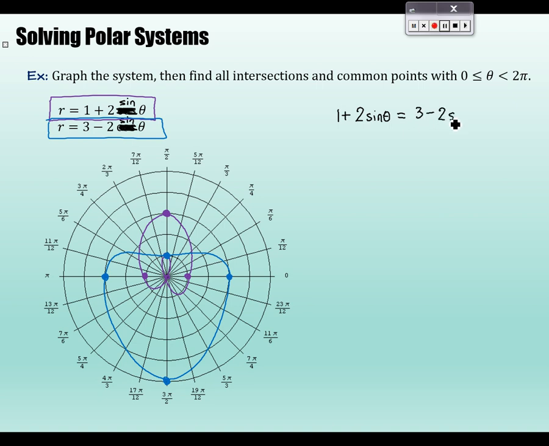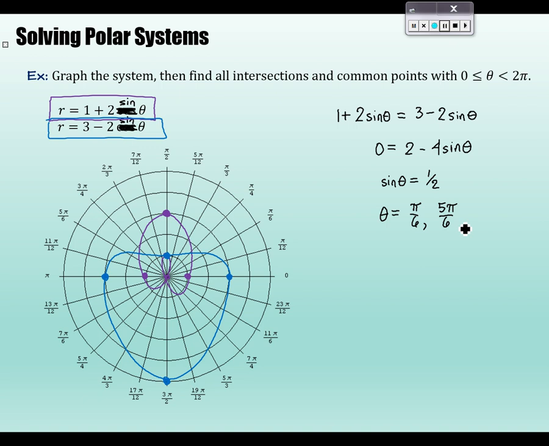Just collect like terms and stuff. What do we get? 0 equals 2 minus 4 sine theta, and conveniently this works out nicely here. So we get sine theta equals 1/2. And that means theta equals, staying on this interval again, 0 to 2 pi, not including 2 pi. Maybe you can make some guesses from the picture. That's pi/6 and 5 pi/6. But we also have to think hard about what the r value is in each of those cases, because my picture is not great necessarily.